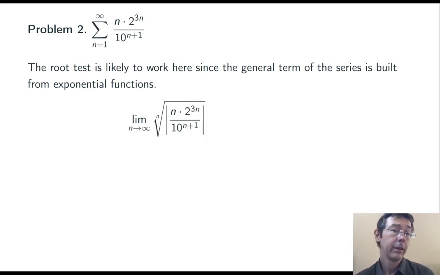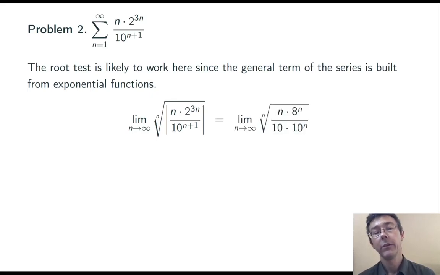So, again, we take the limit n to infinity of the nth root of the absolute value of the general term. We'd like to simplify this. The 2 to the 3n and the 10 to the n plus 1 aren't quite in the right form. So let's rewrite those. 2 to the 3n is 2 cubed to the n, so 8 to the n. And 10 to the n plus 1 is 10 times 10 to the n. I'm also getting rid of the absolute values here. Everything's positive, so I don't need any of that. Now, the nth root of 8 to the n over 10 to the n is just going to be 8/10. So let's pull that out.